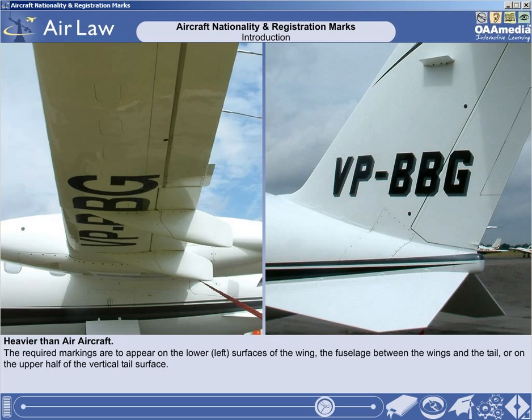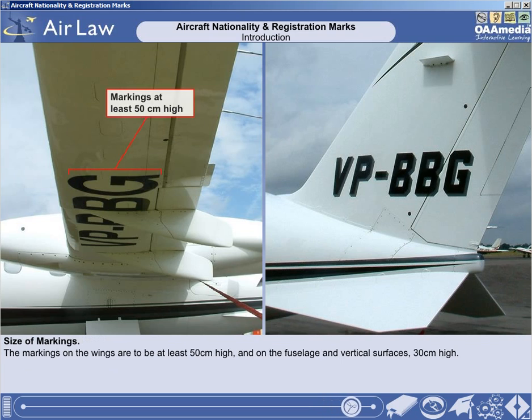As you can see, this aircraft has positioned its vertical tail marks incorrectly. The markings on the wings are to be at least 50 centimetres high, and on the fuselage and vertical surfaces, 30 centimetres high. This completes the lesson on aircraft registration markings.